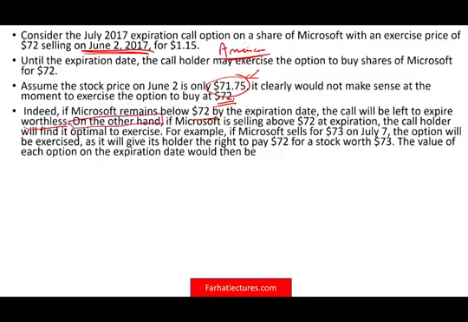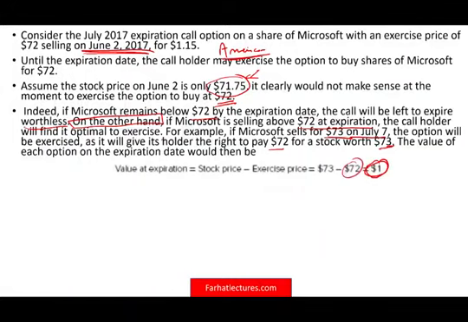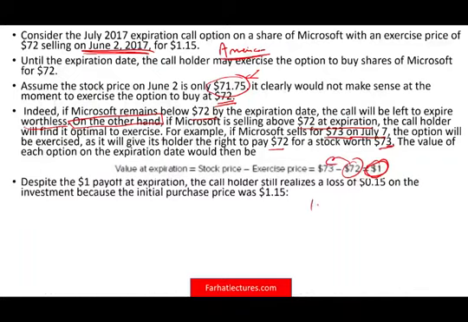On the other hand, if Microsoft is selling above 72, the call holder will find it optimal to exercise. Now, what's the most optimal price? You want it to be above 73.15. But let's assume Microsoft is 73 on July 7th. The option will be exercised. It will give the holder the right to pay 72 for a stock that's worth 73. But remember, although you thought you made a profit because you bought it at 72 and it's selling at 73, you do have the $1.15 fee. So basically, net profit, you made 15 cents because you end up paying a fee.